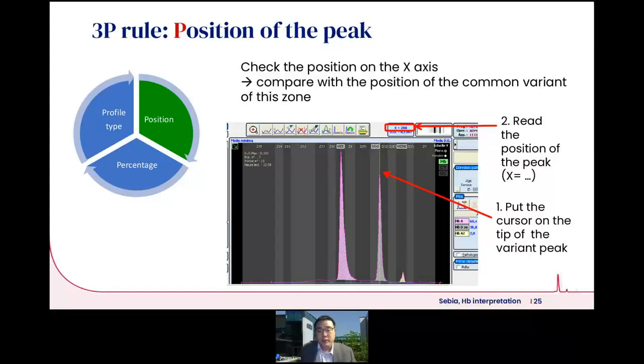Next would be the position of the variant peak that's being formed. In the capillary electrophoresis software, if you place your cursor at the peak, it will indicate exactly the position of the peak, which is also a signature aspect of the variant to help you identify the variant accurately.